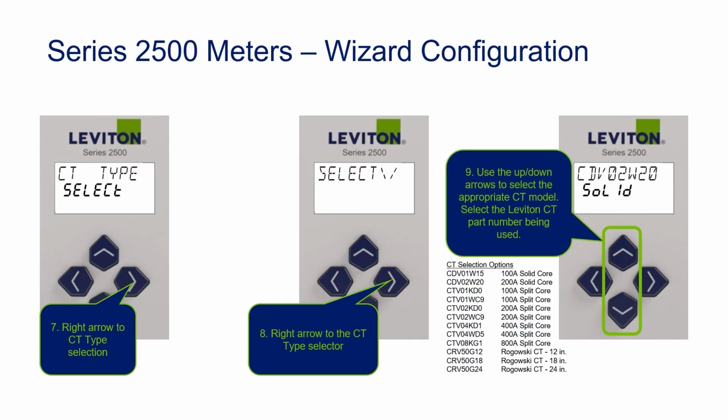With the service type set, use the right arrow again to move to the CT type selection. Press the right arrow button again to enter the CT selector menu, then use the up and down arrows to scroll through the CT selection to select the correct model. The CT selection will apply to all CTs, which must be the same type for all active inputs. The CT selector includes options for all Leviton CT models, as well as generic selections if Leviton CTs are not used.